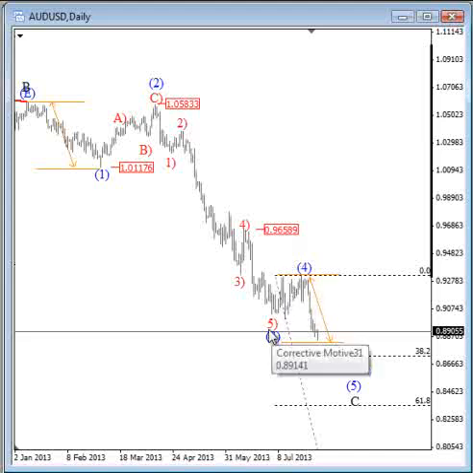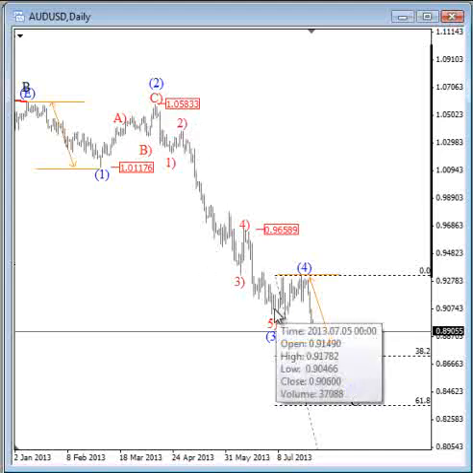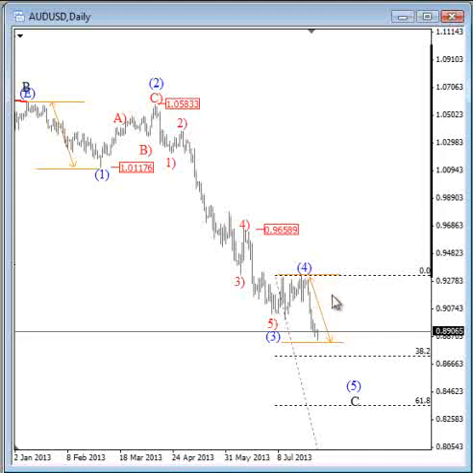This wave 4 was complex, and the pullback was not so deep, which is fine because the wave 2 pullback was very deep. So when you see a very deep wave 2 pullback, then you can expect maybe a little smaller pullback in wave 4 or vice versa. Okay, so it looks like we are now trading lower impulsively here. Impulsive means that the market is making 5-wave movements on the lower time frame.